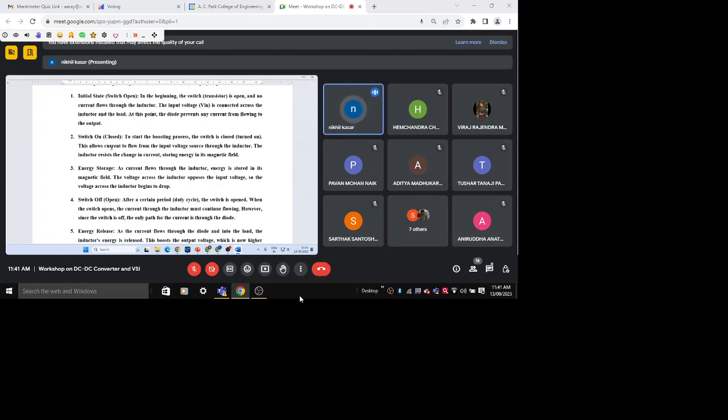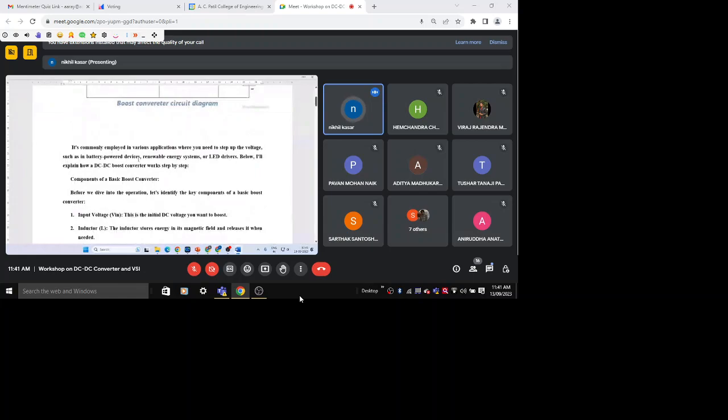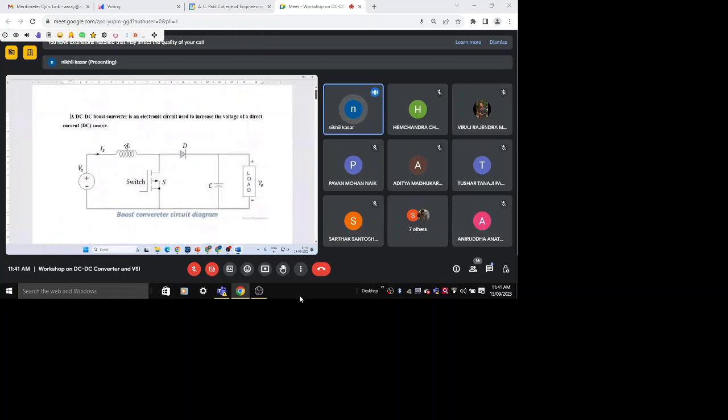So now we have a clear idea of what the different types of DC-DC converters are. We are discussing the boost converter. We have understood the circuit diagram. Now we are discussing the working, but in the working, this inductor plays a very important role.